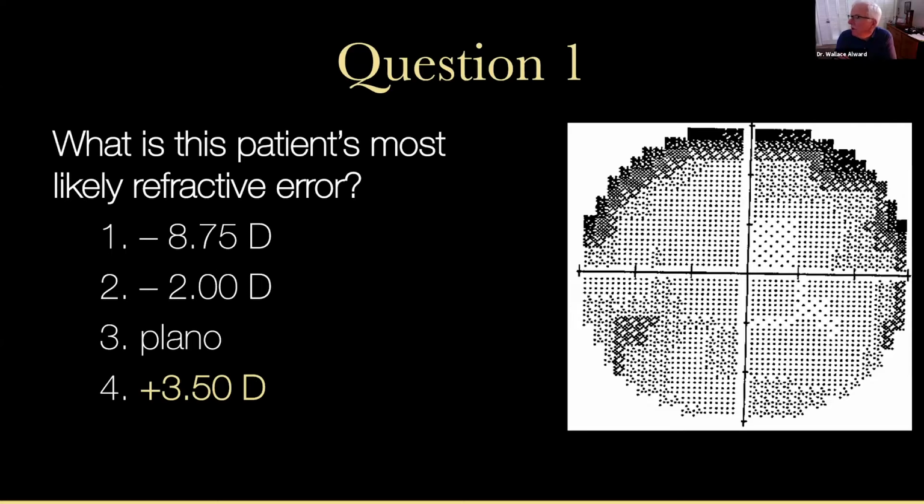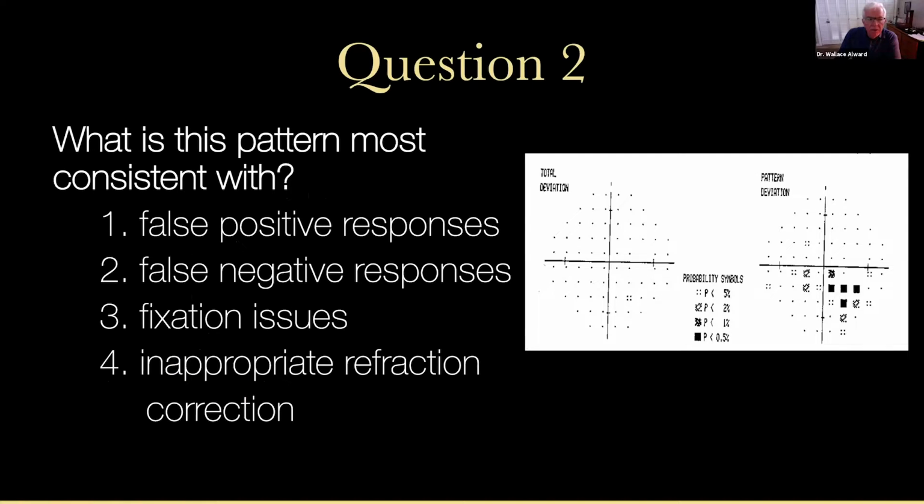So most of you got that right, plus 350. This is a rim artifact that you see in patients who have usually hyperopic refraction, often aphakic patients. What is this pattern most consistent with? False positives, false negatives, fixation issues, or inappropriate refraction?